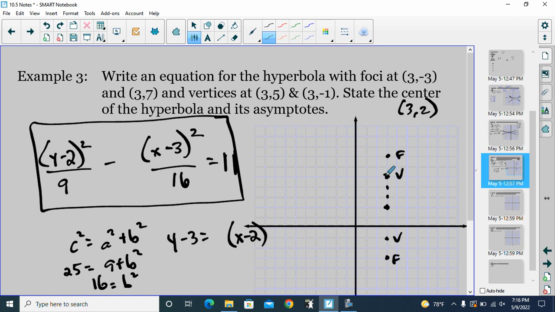Remember, square root of 16 is 4, so we would have gone right 4 from each vertex. Also go left 4 from each vertex. And then you could sketch in your asymptotes. So that slope is up 3 over 4, down 3 over 4, plus or minus 3/4.